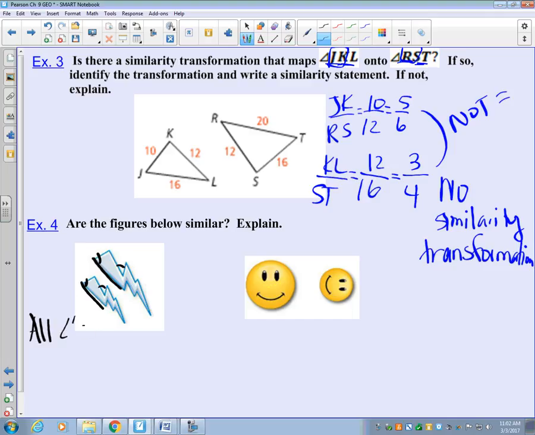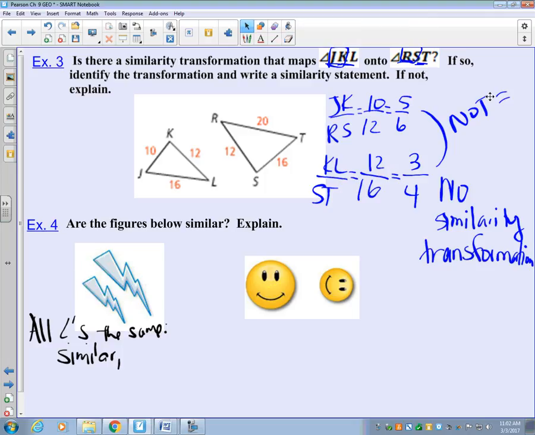All angles the same. So we can say that these are similar. To get from our little guy to the big guy, we have to move him over. So we've got a translation and a dilation.